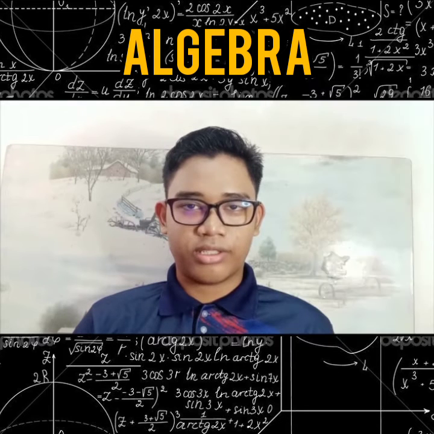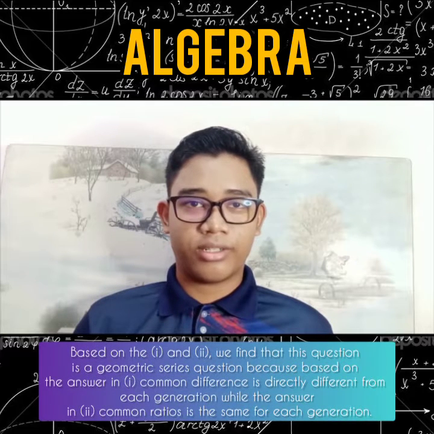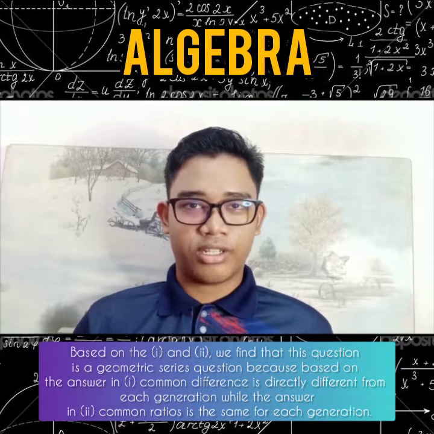For question 1B3, based on 1 and 2, what is your conclusion? My conclusion is this is a geometric series question because, based on the answer in 1, the common difference is different for each generation, while the answer in 2, the common ratio, is the same for each generation.